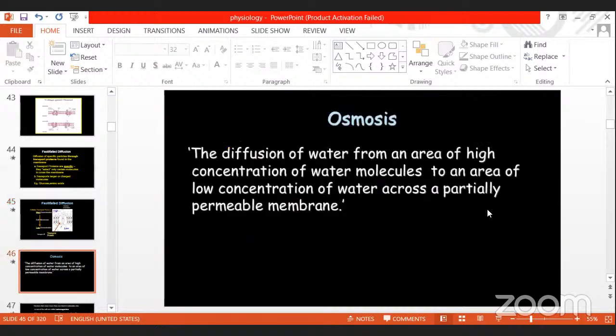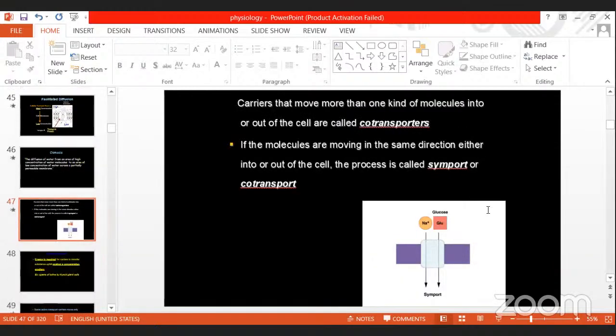Next one is osmosis. Osmosis is the diffusion of water from an area of high concentration of water molecules to an area of low concentration of water across a partially permeable membrane. High solvent concentration to low solvent concentration. That is osmosis through a semi-permeable membrane.